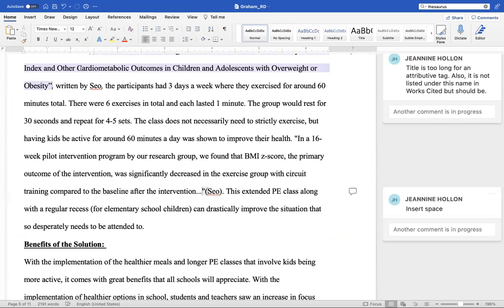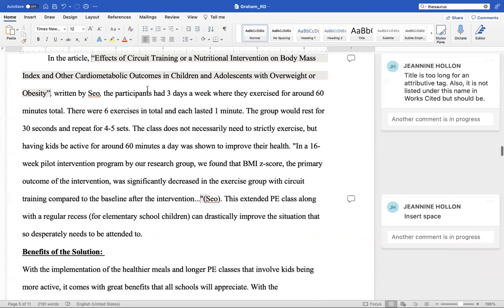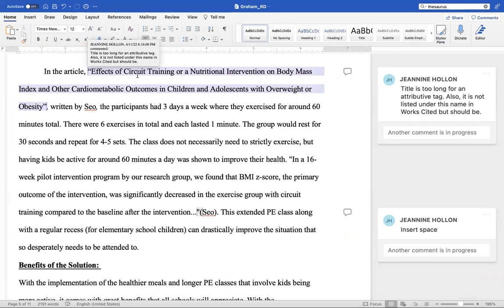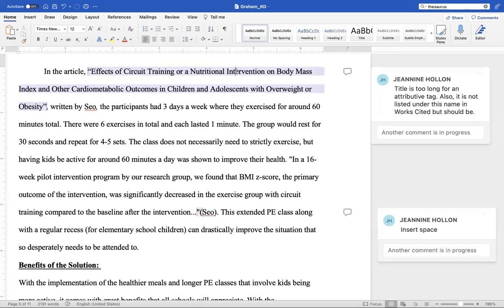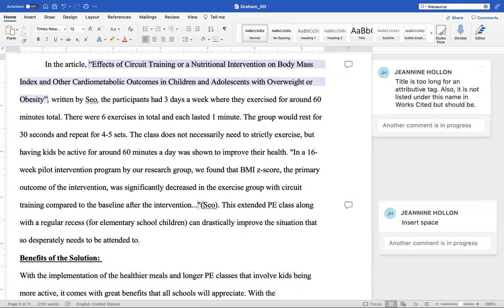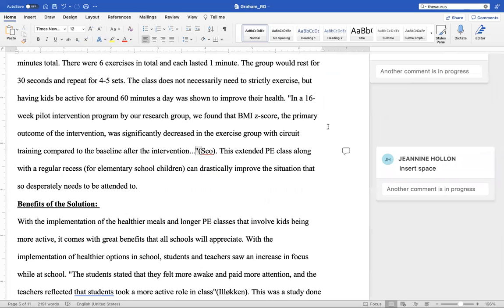Okay, this title is way too long to put in the body of a paragraph. Also it's not listed under that name. When I look up effects of circuit trading, it is not on your works cited, and I should be able to find it there. So either you got to change this to match what's on Academic Search Complete, or you've got to change Academic Search Complete to include that. I didn't find it at all.